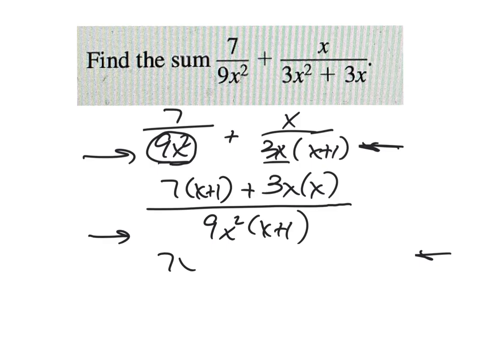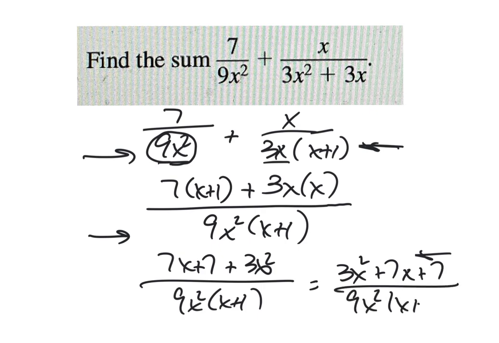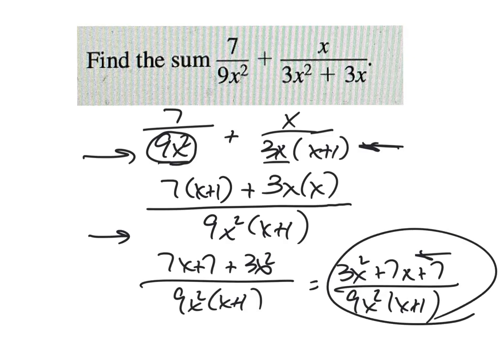So I'm going to do 7x plus 7, just distribute there, plus 3x squared over 9x squared times x plus 1. I'm just going to rearrange it a little bit to make it look a little better: 3x squared plus 7x plus 7 over 9x squared times x plus 1. I'm trying to think about if that will factor or not. It will not. The numerator won't factor, so that's all we got. Okay.